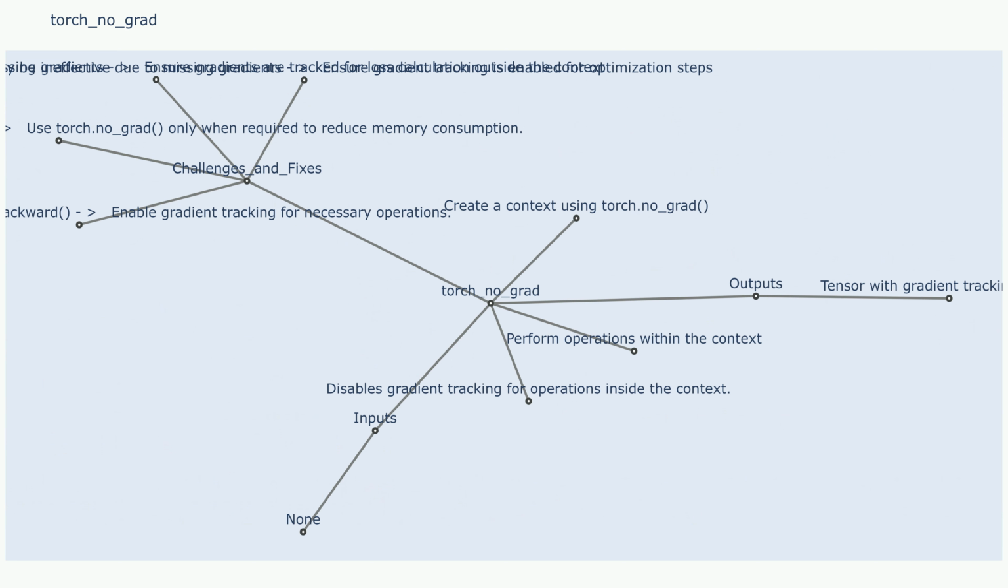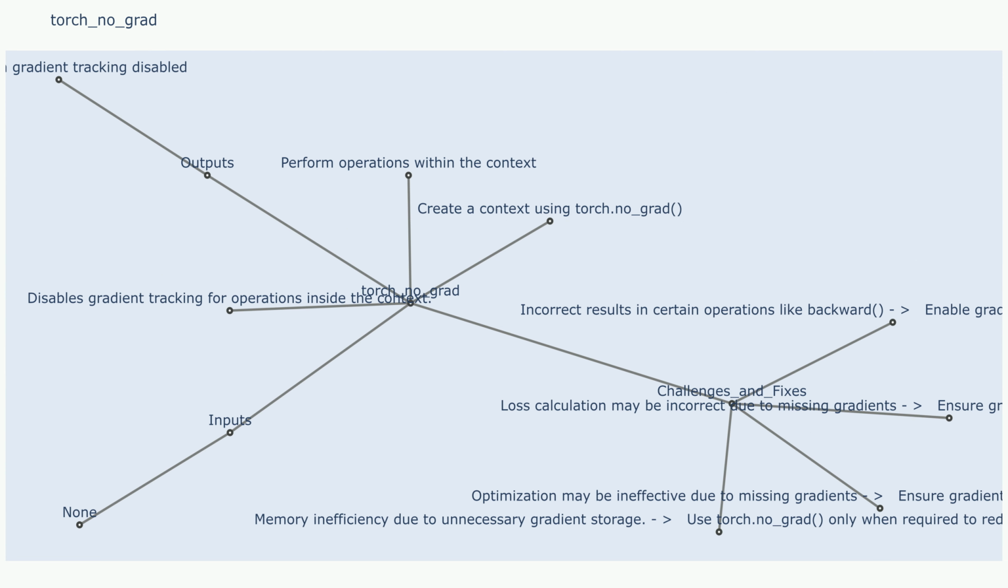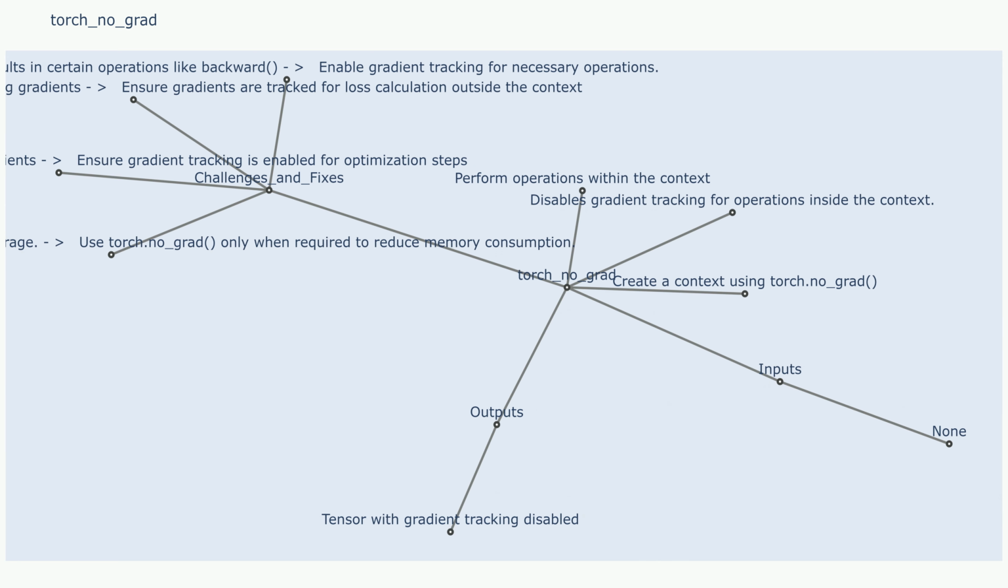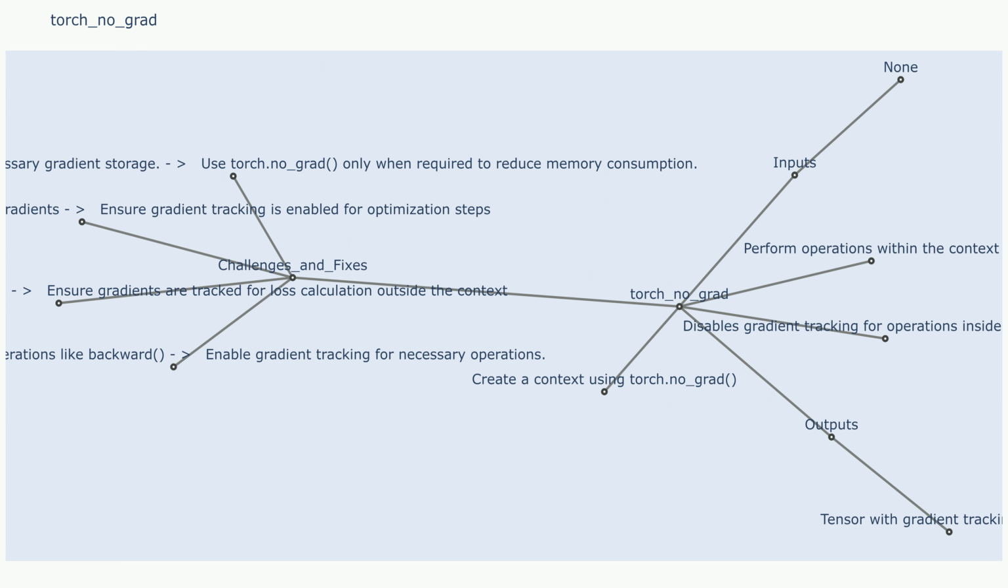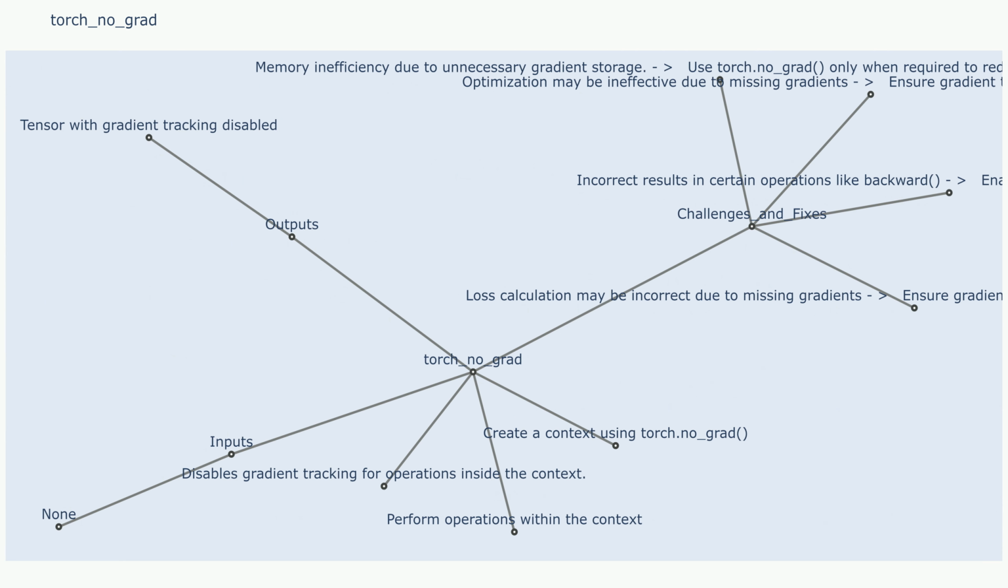Challenges and fixes. Challenge 1. Explain in detail. Attempting to backpropagate through a model or perform optimization steps during Torch No Grad can lead to errors, as gradients are not calculated. Sample use case that resulted in challenge 1. Calling loss.backward or optimizer.step within a Torch No Grad context would result in an error. Fixes to challenge 1. Ensure that backpropagation and optimizer steps occur outside of a Torch No Grad context.